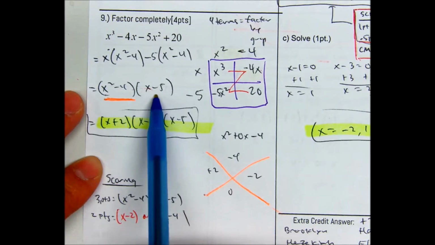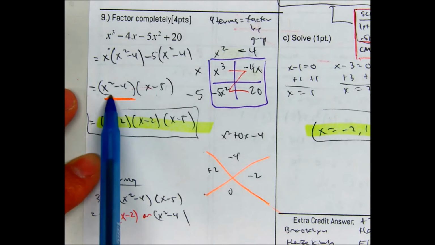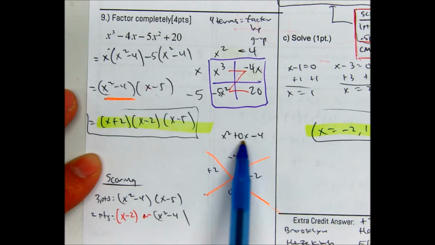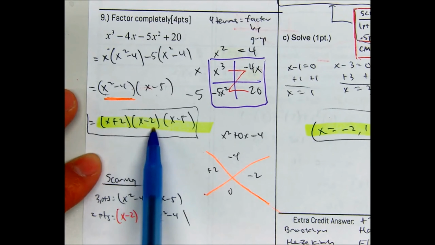If you got this, I gave you 3 points because you can factor this one again. X squared minus 4 is x squared plus 0x minus 4. And then you'll get x plus 2, x minus 2. So you would need this one for full credit.